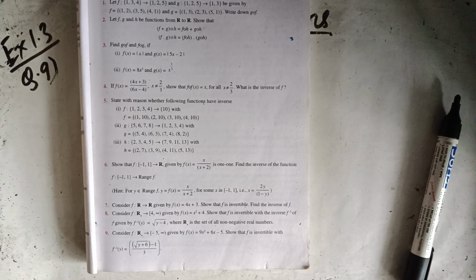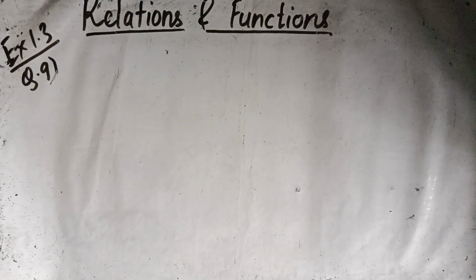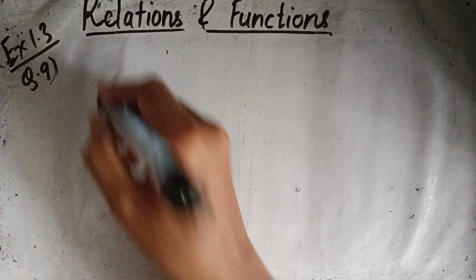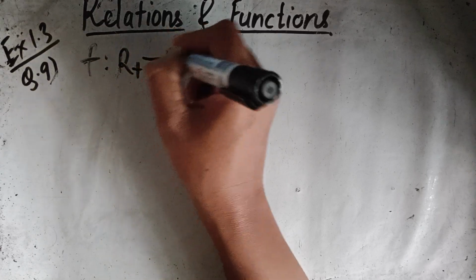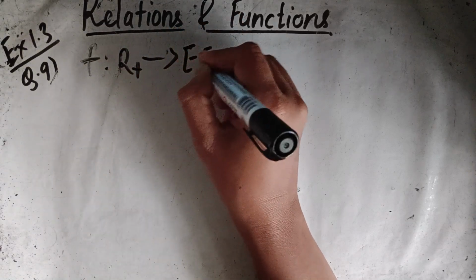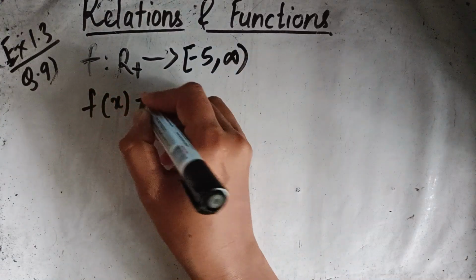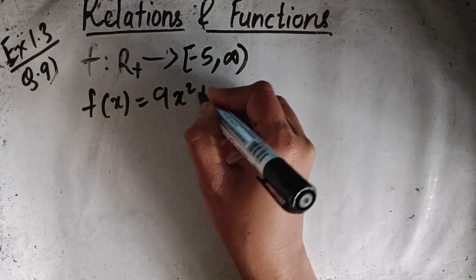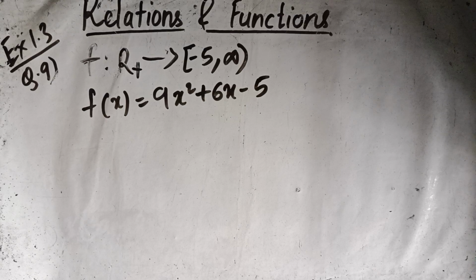Hello students. So we were doing exercise 1.3 question 9. Consider f from R plus to [minus 5, infinity). The function is defined as f of x equals 9x square plus 6x minus 5. Show that f is invertible with f inverse defined.